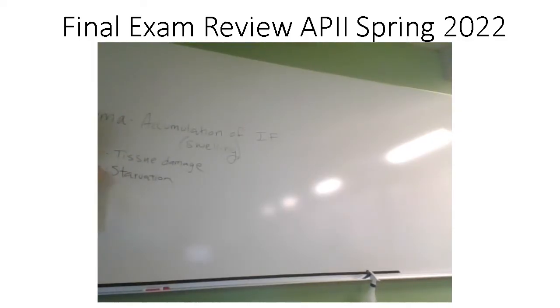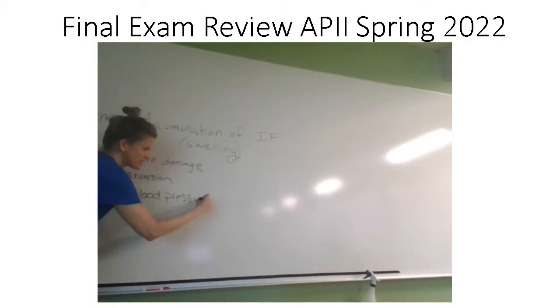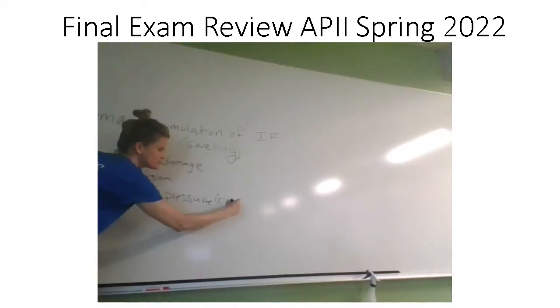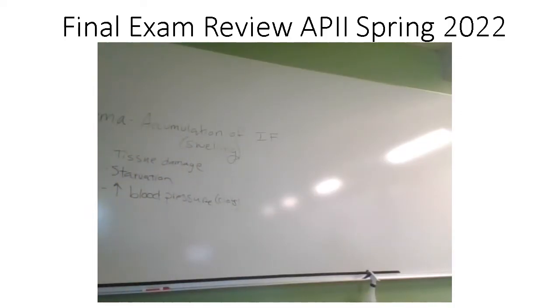So tissue damage, starvation, anything that increases circulatory pressure. So increased blood pressure, like this can happen, for example, with clots. If there's a clot, the blood can't leave, so there's a back pressure that builds. So high blood pressure, blood clots, etc. And then heart failure.